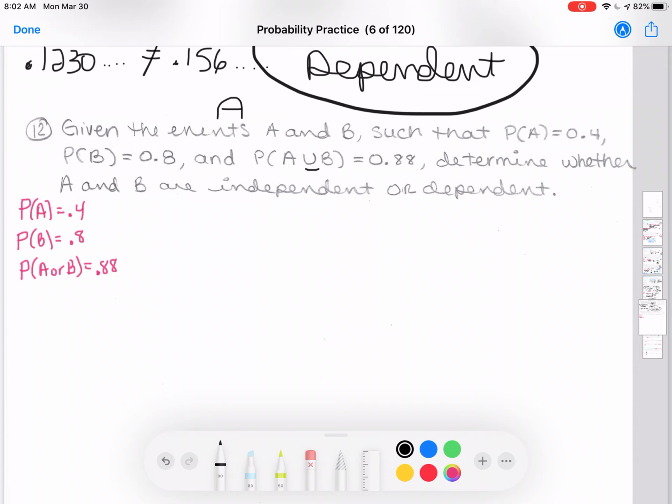Now, here's my problem. If I use the conditional, probability of A given B equals probability of A, I have to turn it into the probability of A and B, so I need and.